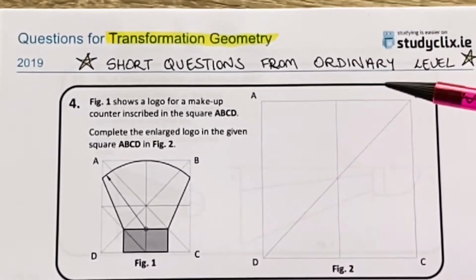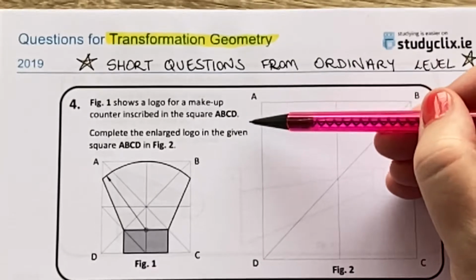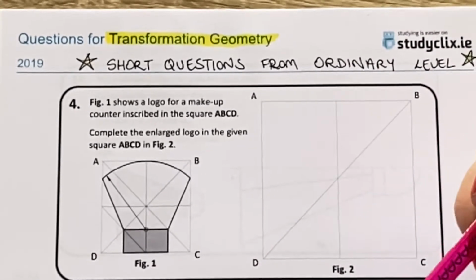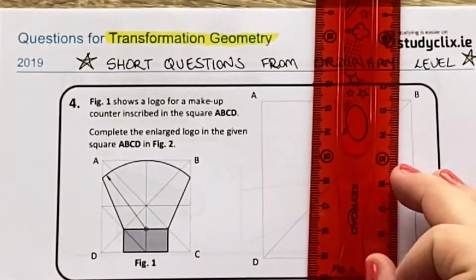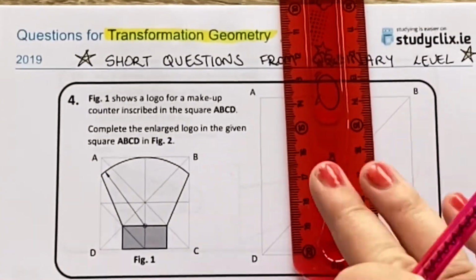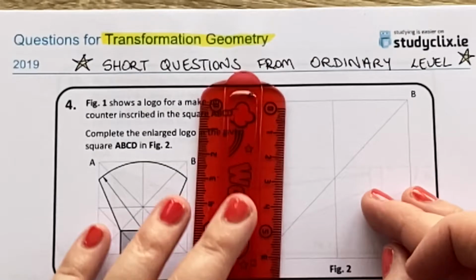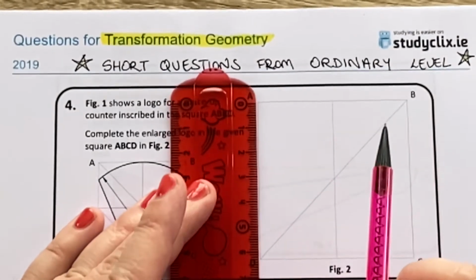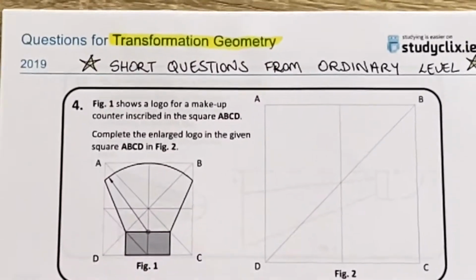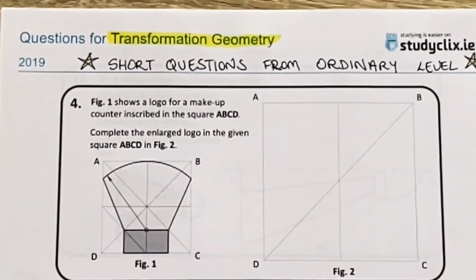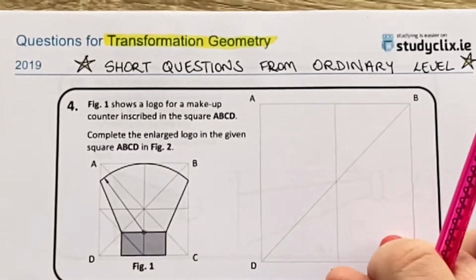So I suppose if you are trying to do this and you can't print out the questions, start by drawing a square ABCD. It doesn't really matter what size it is. I suppose if you want an idea of how big it is, where's my 0? There's 0. It is around 60 millimeters. If you made it 60 millimeters, you wouldn't be going too far wrong. That'd be fine. All right, so a logo for a makeup counter inscribed in the square ABCD.